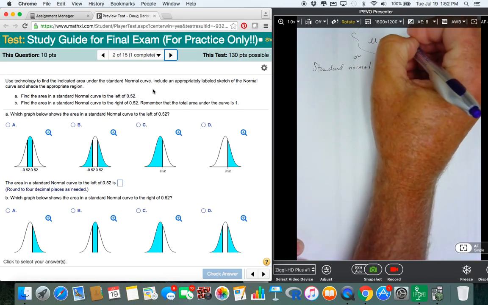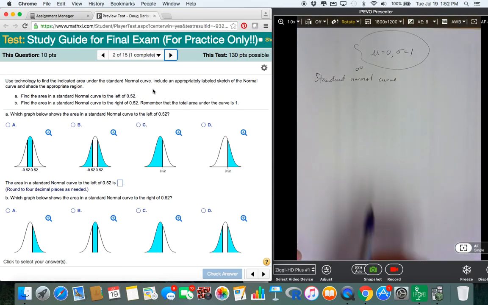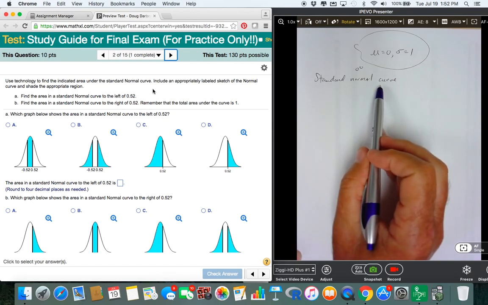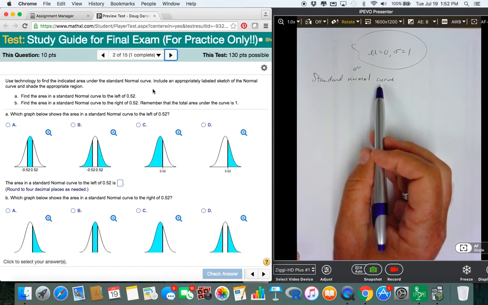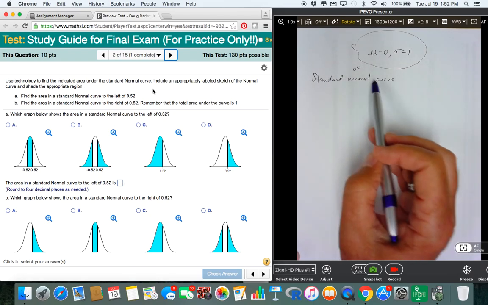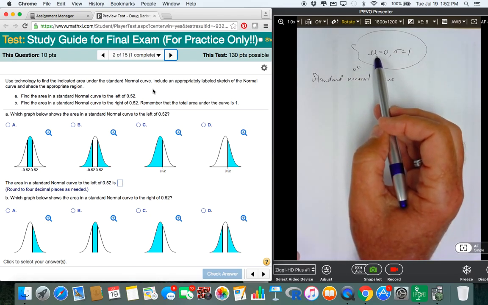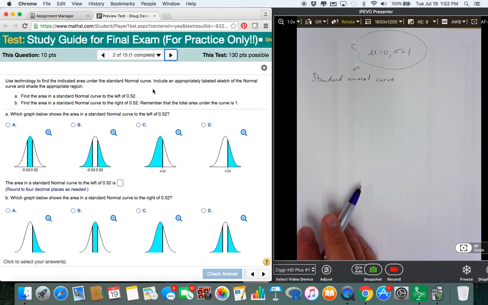Mean 0, standard deviation 1. We're talking about the distribution of z-scores. And z-scores, from a normal distribution, always have a mean 0, standard deviation 1. So the first problem says find the area in the standard normal curve to the left of 0.52.